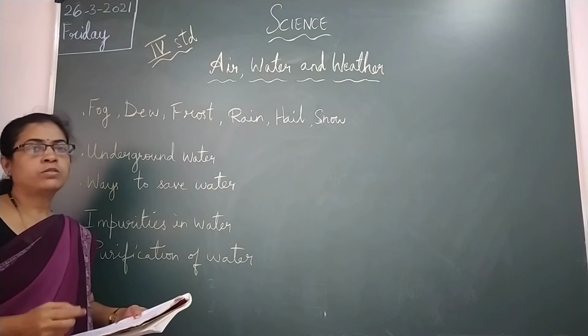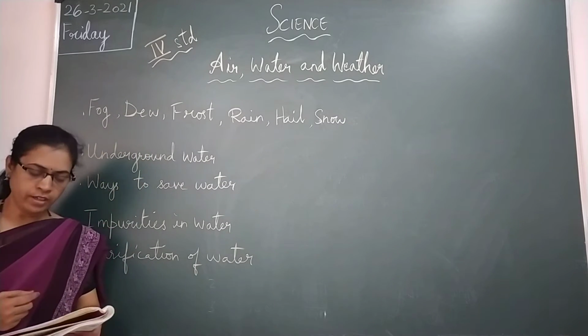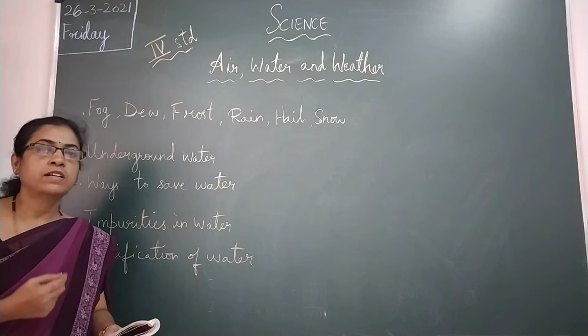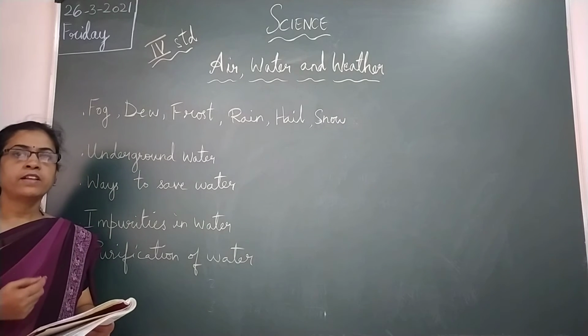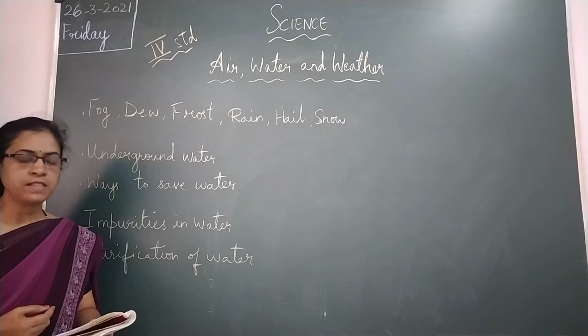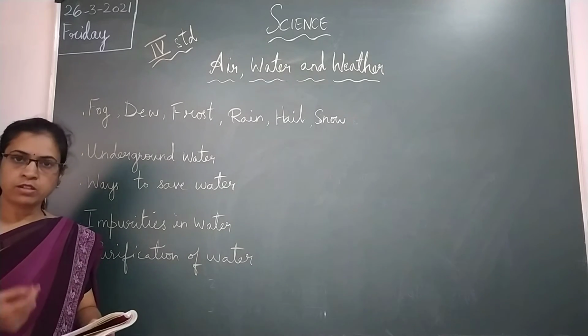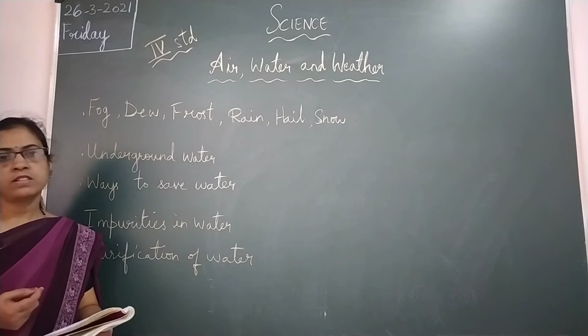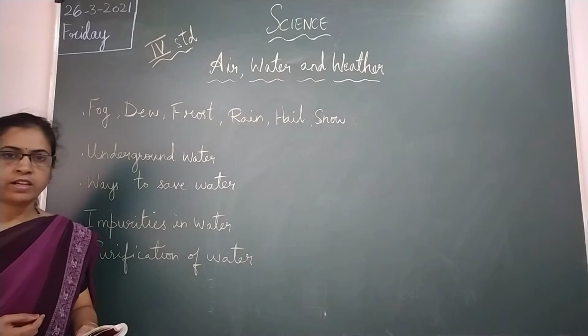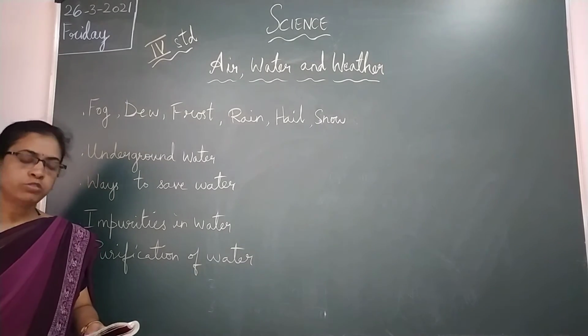So children, what is fog? In winter, when water vapor condenses on the dust particles in the air, they form fog. Fog is a thick cloud of very small drops of water in the air very close to the ground. So we cannot see things clearly on a foggy day.